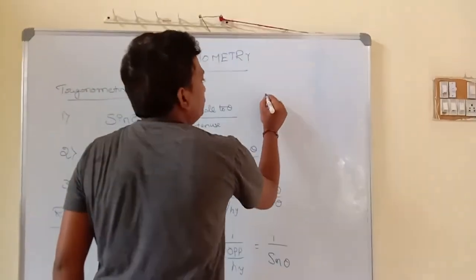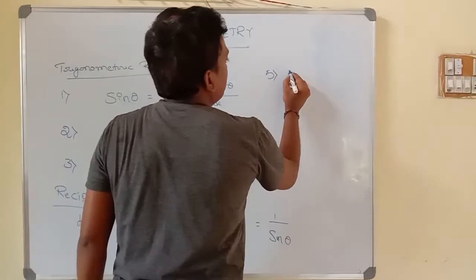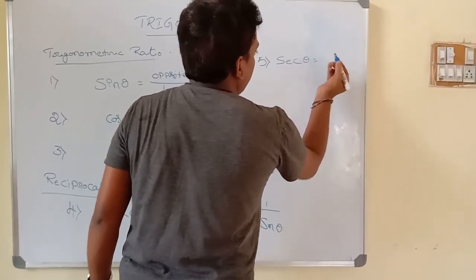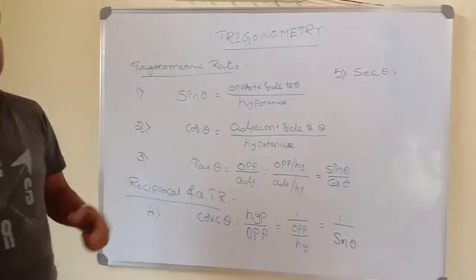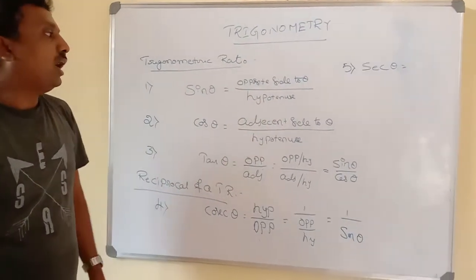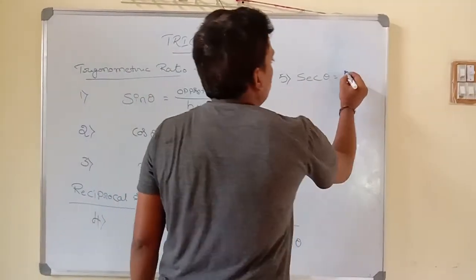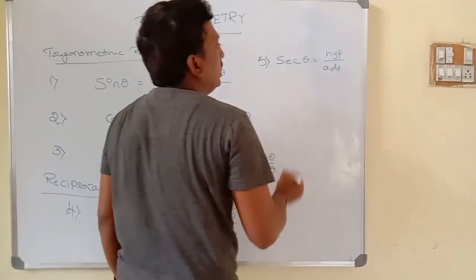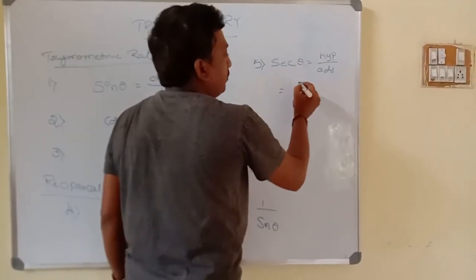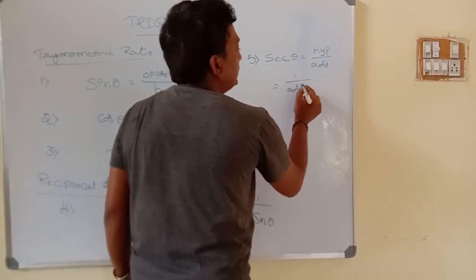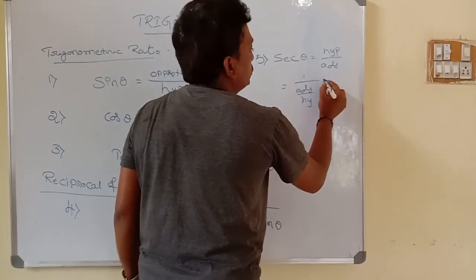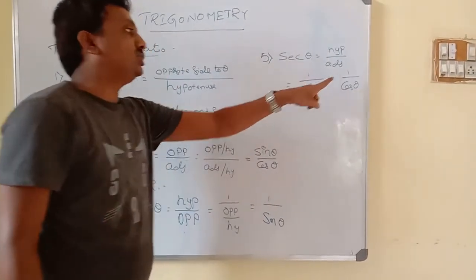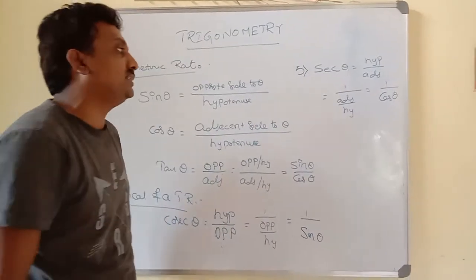Now the fifth one. What is the fifth one? This is secant theta, simply written sec theta. What is meant by secant theta? The ratio of the hypotenuse and the adjacent side to theta: hypotenuse by adjacent side to theta. For secant theta, I am writing 1 by adjacent side to theta by hypotenuse. That equals 1 by cos theta. Secant is the reciprocal of cos theta.